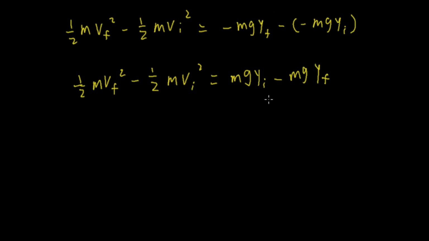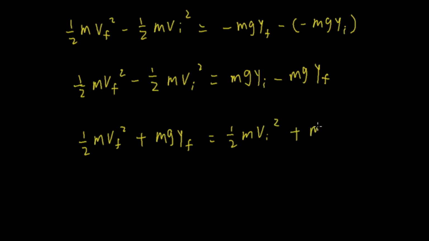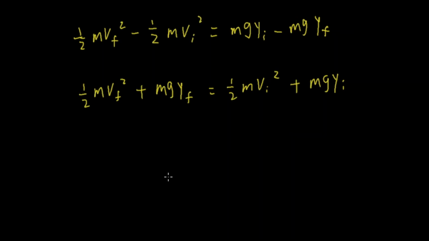Now, let's rearrange this equation here. So we will add mgy final to both sides and add half m v initial squared to both sides. So we have half m v final squared plus mgy final equals half m v initial squared plus mgy initial. Okay, so that's the equation.